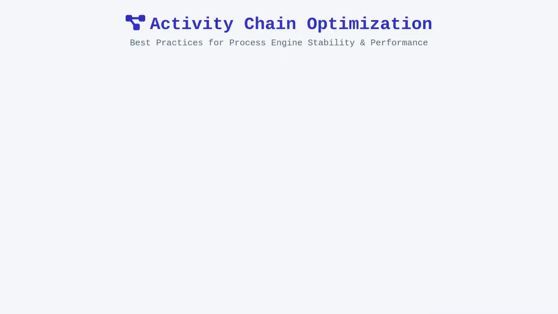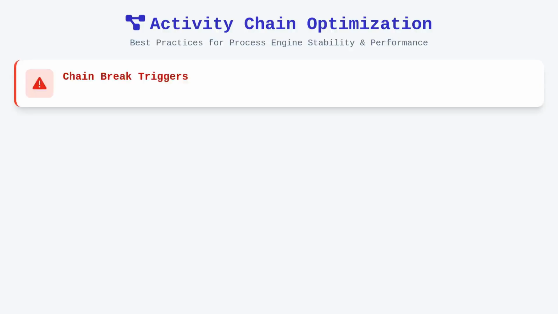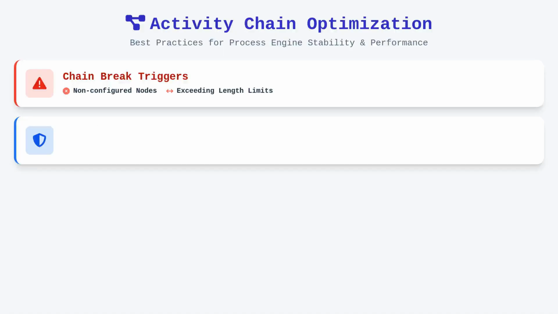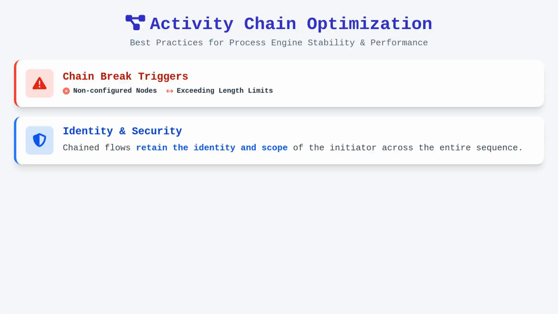Remember that the process engine will automatically break an activity chain if it encounters a node that is not configured to accept the chain, or if the chain length exceeds the prescribed limit. You must also be mindful of security and node-level configurations, as a chained flow will maintain the identity and scope of the individual who initiated the sequence.